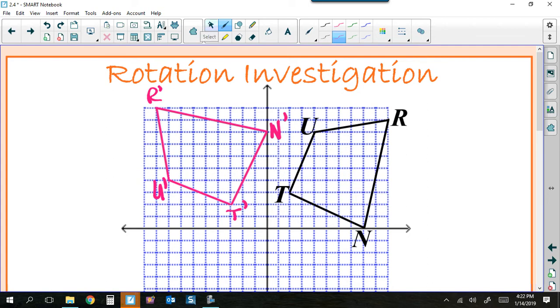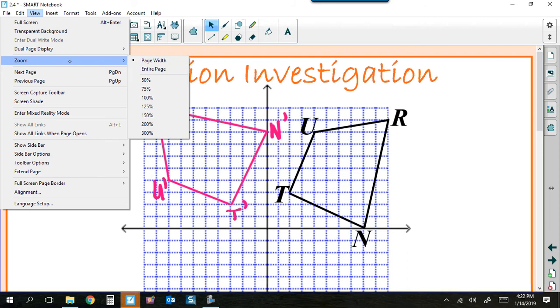So you can go ahead and pause this now if you want to turn your paper back and get these 4 points graphed. I'm going to go ahead and zoom back out, so if you need to pause this to graph these 4 points, please do so. I'm going to now zoom out so I can write in my points.